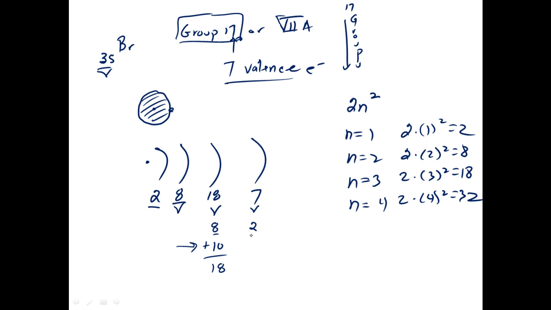Right now we only have 2 in the outer shell. But now we're going to go gallium, germanium, arsenic, selenium, bromine. We're going to add 5 more. And 2 plus 5 gives us 7.